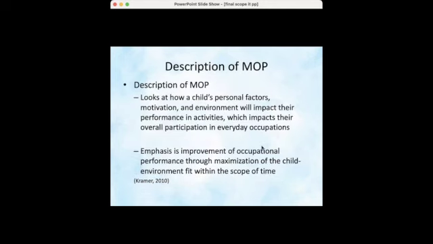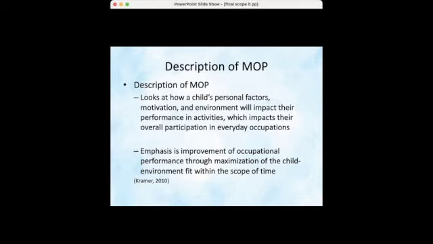So a little description of this model of practice. It looks at how a child's personal factors, motivation, and environment will impact their performance and activities. This impacts their overall participation in everyday activities. So for example, just like us, we are more motivated to do things that we find interest in. So a child would be more motivated to do an OT intervention surrounded by something they enjoy in an environment that they feel most comfortable in, as opposed to an unfamiliar environment that is focusing on an intervention surrounding a task or occupation that the child has no interest in.